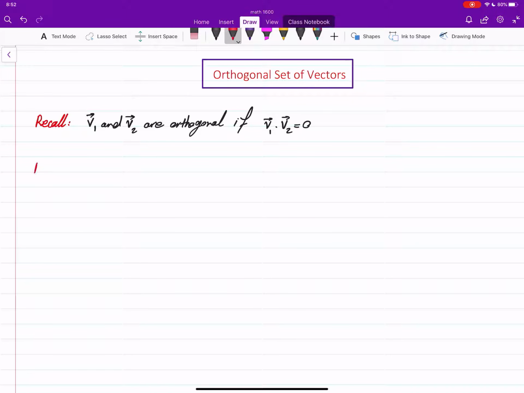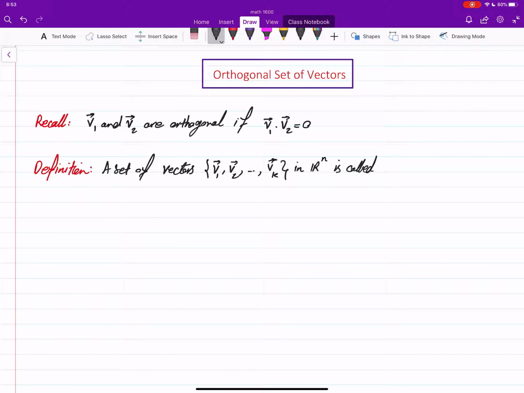So this is the new notion. A set of vectors v1, v2, and so on, where you can choose any number of these vectors, and it can be in any Rn, is called an orthogonal set, not just two vectors, if you choose any two different vectors from the set, they are going to be orthogonal.